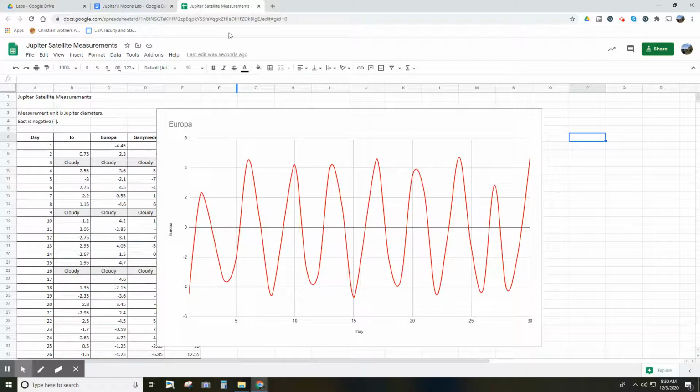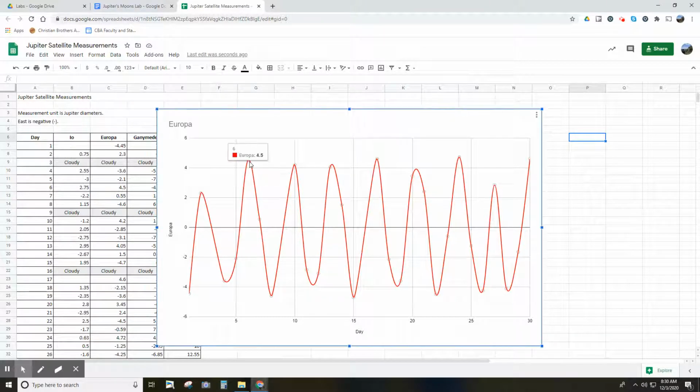The period is the time it takes for the moon to go all the way around Jupiter. And we can figure that out by looking from peak to peak. So right here to right here is the time it takes for Europa to go all the way around Jupiter. And again, from this peak to this peak to that peak, each one of these from peak to peak is the time it takes. You could go from peak to peak or from valley to the next valley. Both of them will be the same.